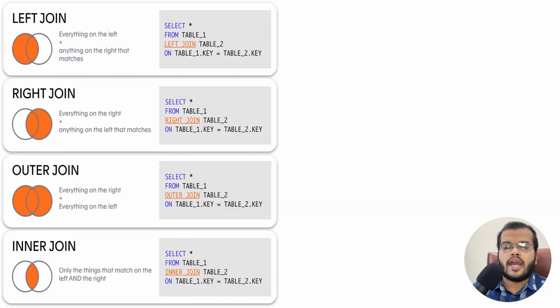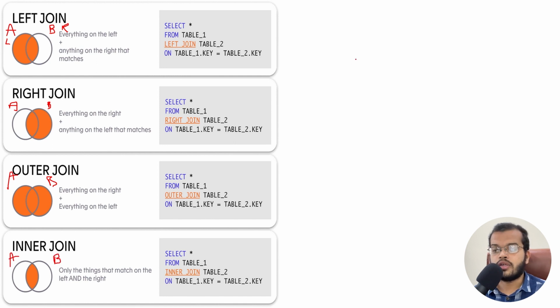Now in this right join, if I make you understand, this is my table A and this is my table B. Table A is always the left table, table B is always the right table.